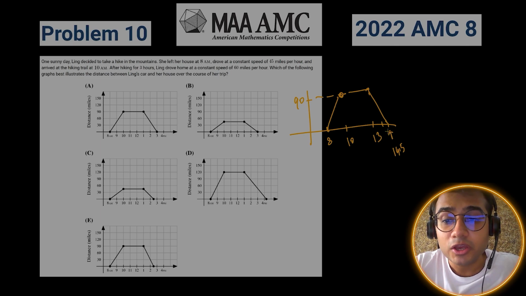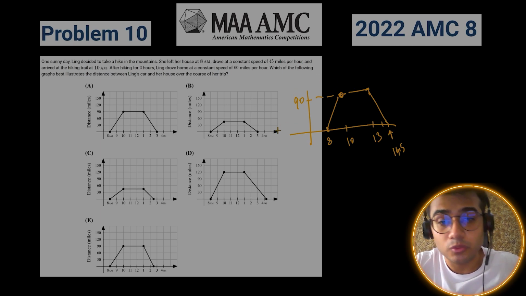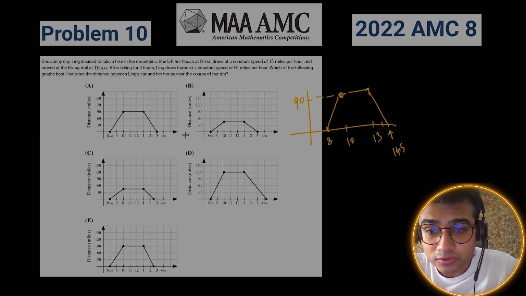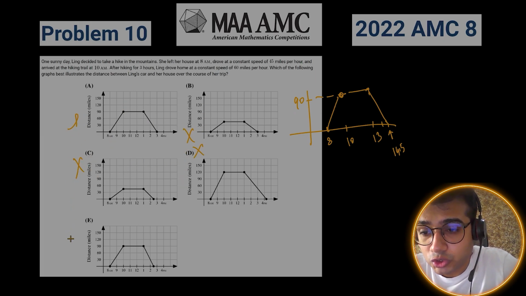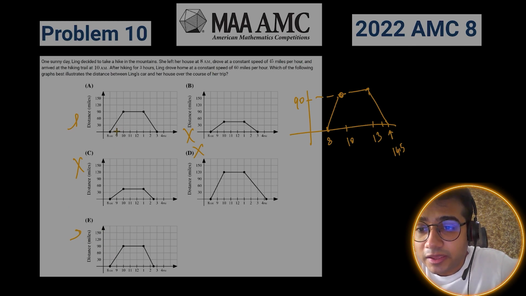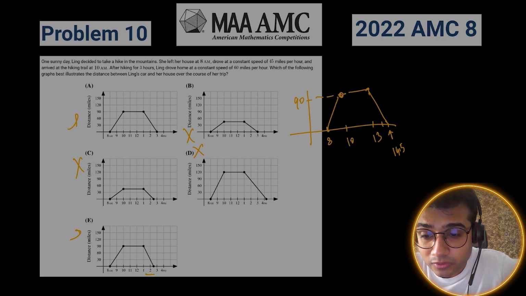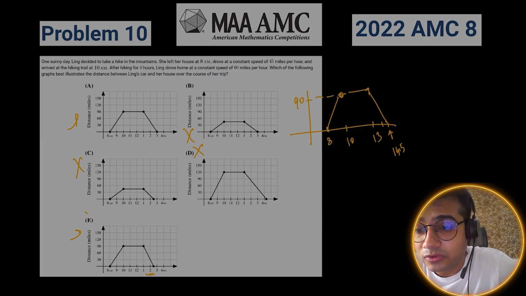So let's see which of these graphs is closest to this one. We start at 8, go to 90. So this is off, this is off, this is off. So we only have these two choices. In A we go to 90, then stay there for 3 hours, and then we come back in 2 hours. That's wrong because we know we come back in 1.5 hours, and that is represented accurately in answer choice E, so that's the right answer.